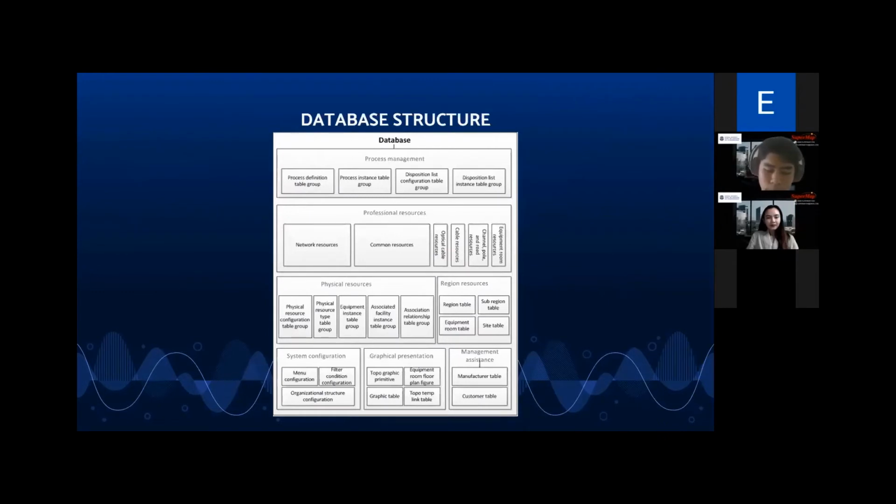And here we have a sample database structure that was used for telecommunication resource management. The database is divided into several subgroups based on the type of resource or data. As you can see, we have a subgroup for process management, professional resources, physical resources, region resources, system configuration, graphical presentation, and management assistance. These subgroups represent data for different aspects of managing a telecommunications provider.